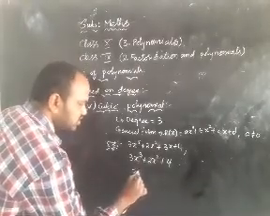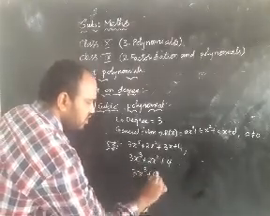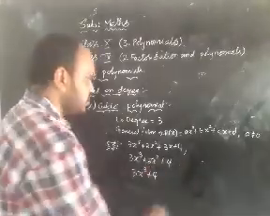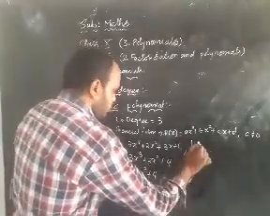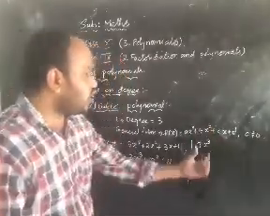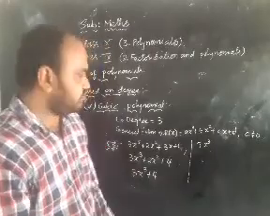Next, 3x cube plus 4. It is a binomial with a degree 3. Next, 5x cube. See here, it is a monomial with degree 3.